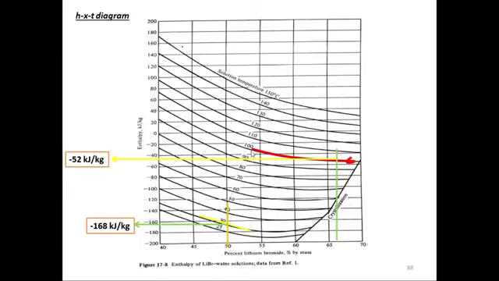So in the generator we have 100-degree solution, and we know the concentration of it is 66.4%. So the red line is the solution temperature line, and the green line here is the concentration line of the generator. So wherever they cross, that is the state of the generator, and we can draw a horizontal line to find out what is the enthalpy value there. So that enthalpy we read as minus 52 kilojoule per kilogram.